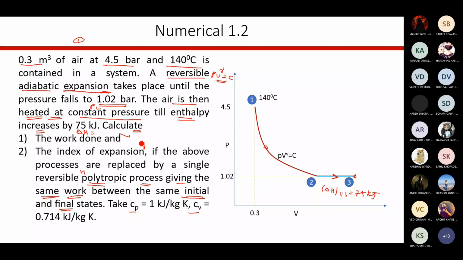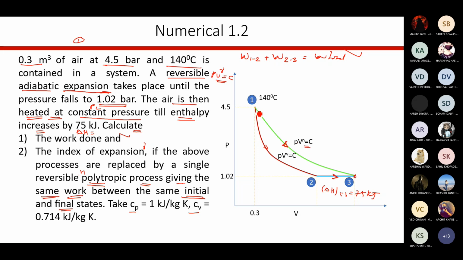What you have to do first is calculate the work done. So we have two processes now, so you can find out what is work done in process 1-2 plus you can find out what is work done in process 2-3. So that will give you the total work done, correct? This is first part. Now what you have to do in second half is you have to replace these two processes by a single process like this. And what is that single process? Is a polytropic process. PV raised to n is equal to constant.